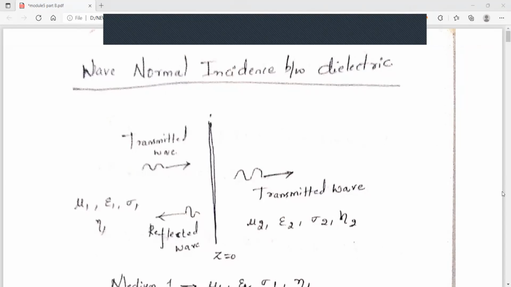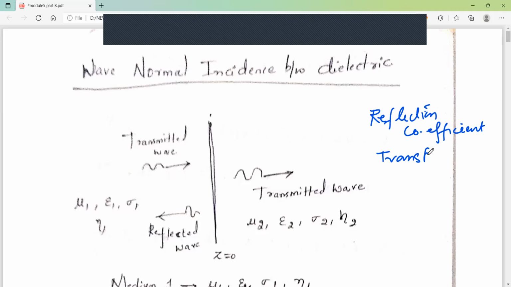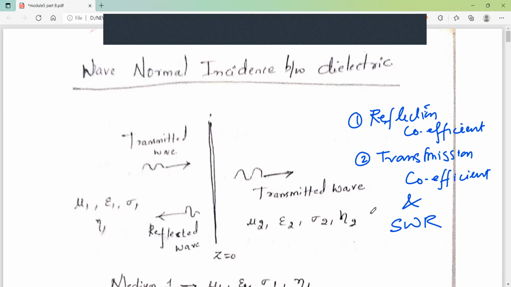Okay, so today we will be learning about three topics. First is the reflection coefficient. I am writing over here, you can see: reflection coefficient, transmission coefficient, and the standing wave ratio or SWR. These are the three topics which we are going to cover in this class. And apart from that, there are involved numericals which we are going to see in the next class. Okay, so let us begin with it.